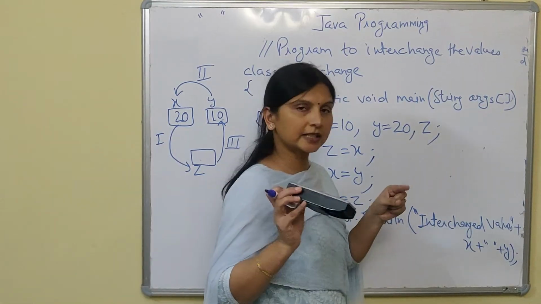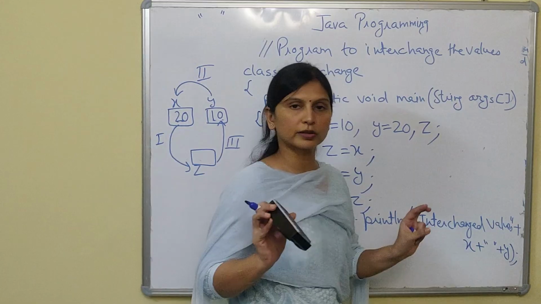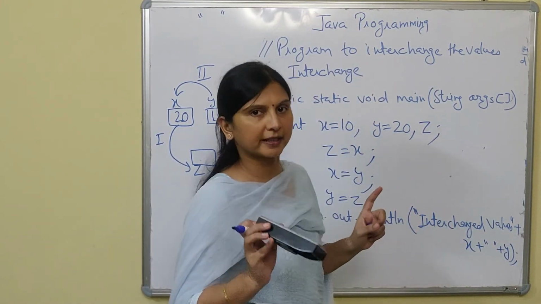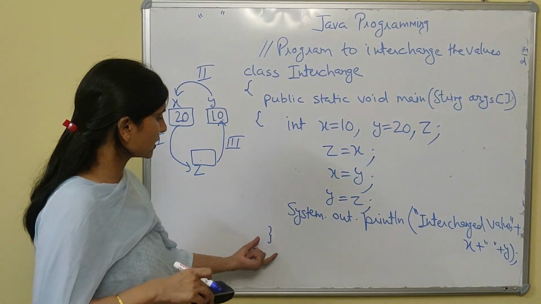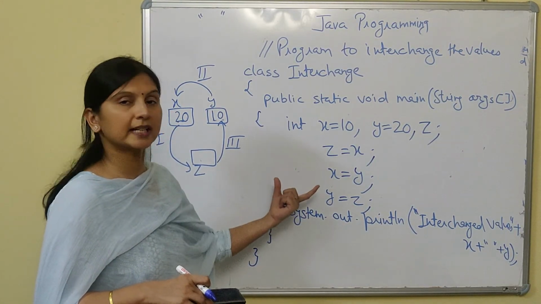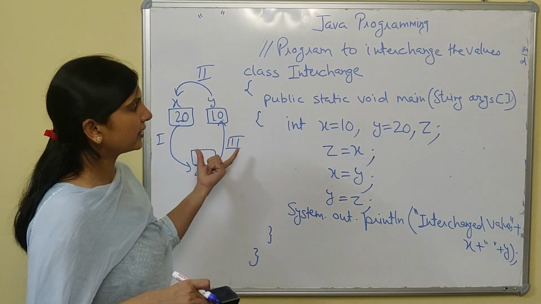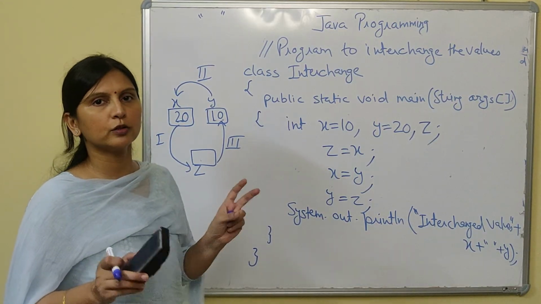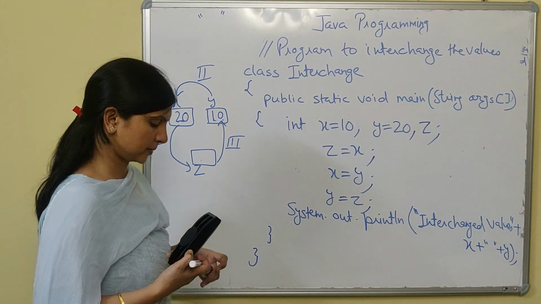Interchanged values within double quotes plus x plus double quotes blank, fine, with one space plus y. Bracket close, then semicolon. Fine. Then main function close, then class close. I hope now it is clear how to interchange the values by taking one temporary variable. We have interchanged the values. The purpose of this temporary variable is only to keep the values temporarily. Fine. So this was about interchanging.